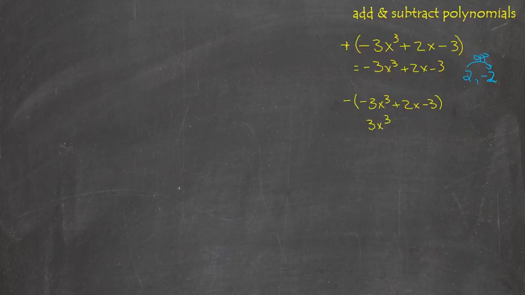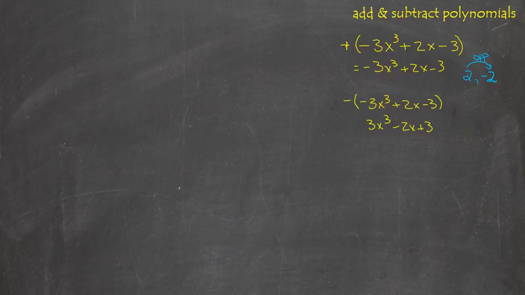The opposite of negative 3 is positive 3. The opposite of 2x is negative 2x. The opposite of 3 is negative 3. So this is the negative polynomial for this polynomial. This is the negative number for this number. Kind of cool, huh?